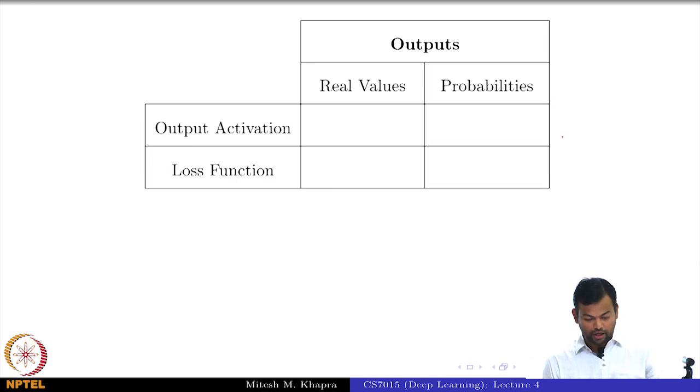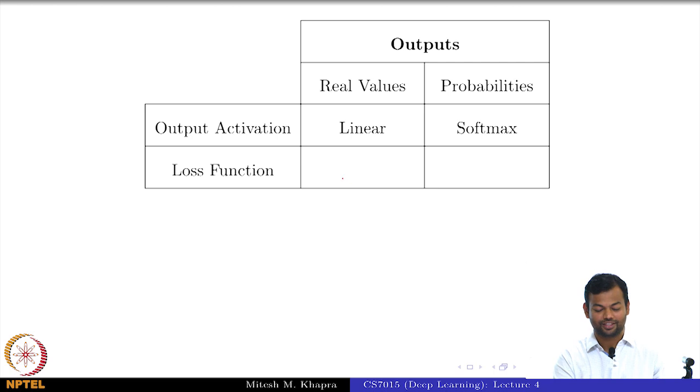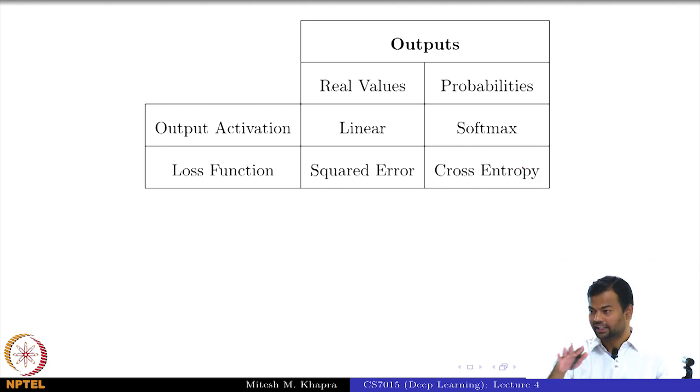Okay? So now let's look at the summary. If your outputs are real values, what is your output activation going to be? Linear. What's the loss function going to be? Squared error. Okay. If your output is a distribution, what's the output function going to be? Softmax. Okay. What is the loss function? Cross entropy. Right.